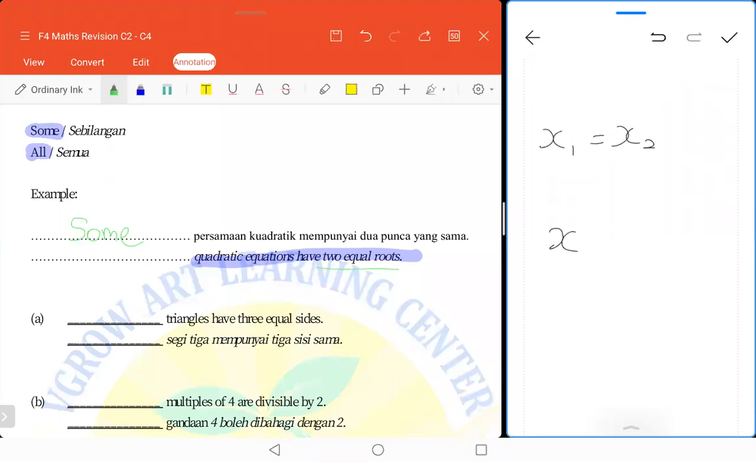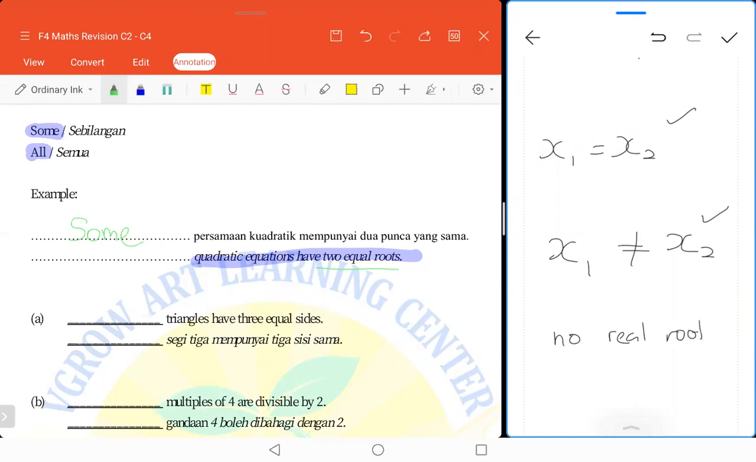In MX, you learn, right? x1 is different from x2, which means you have two answers. This is the first condition. This is the second condition. Some have imaginary roots. The calculator will show you an i at the back, which means no real roots. We have three conditions. So over here, we have to write some.